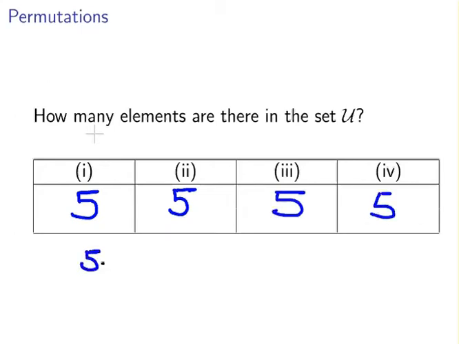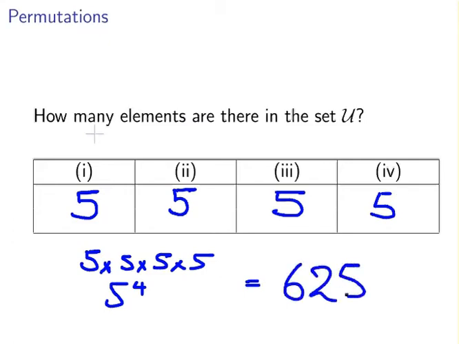So that is 5 by 5 by 5 by 5, or in other words, 5 to the power of 4, and that is equal to 625. So 625 elements in the set U. That's all possible codes. There are 625. Okay.